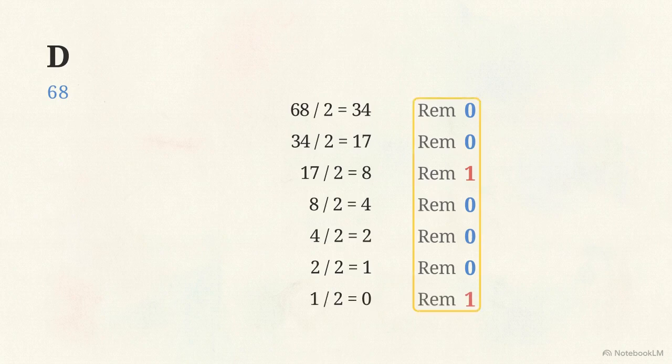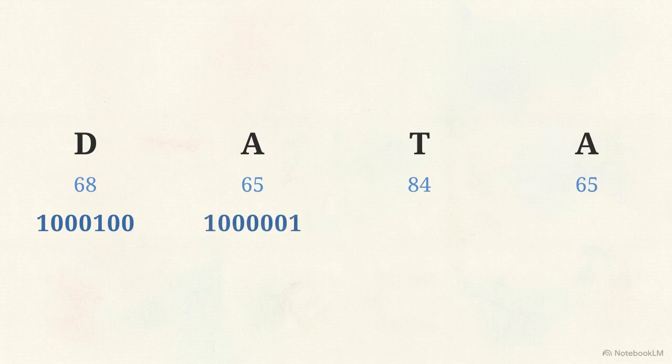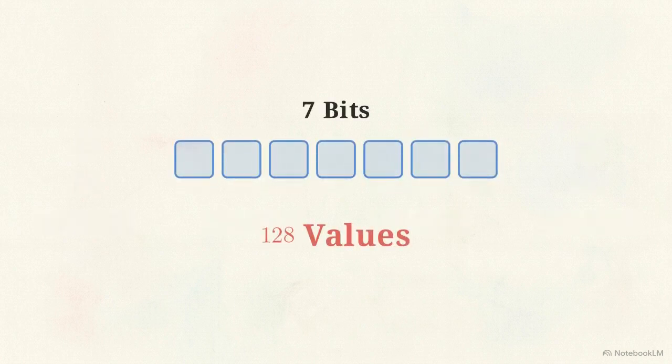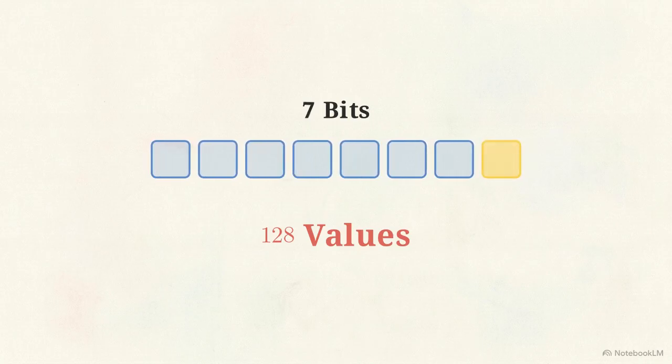By dividing 68 by 2 and recording the remainders in reverse, we derive the 7-bit sequence 1000100. Repeating this math for every character reveals the underlying reality of digital storage. Words are represented as specific strings of electronic signals. Binary capacity is tied to bit depth.